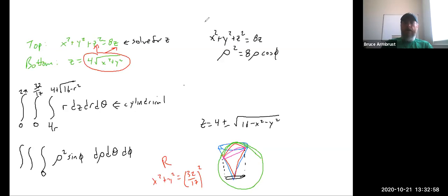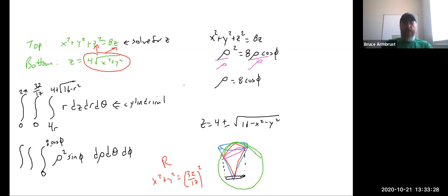All right, now we need to solve this for rho. Obviously, rho equaling 0 makes that true, but that's silly. We need integration man to have height. So what we'll do is we'll just divide both sides by rho, and we're left with rho equals 8 cosine phi. So integration man is going to go up to that sphere.